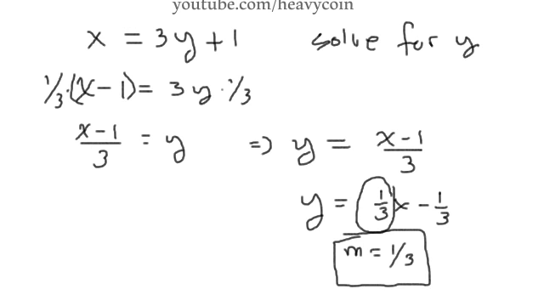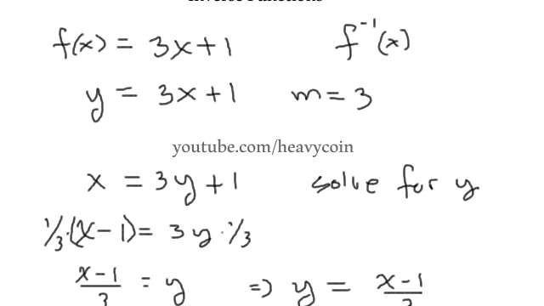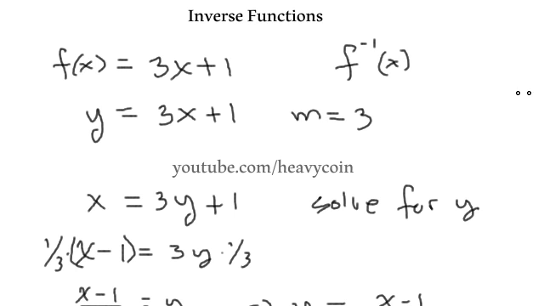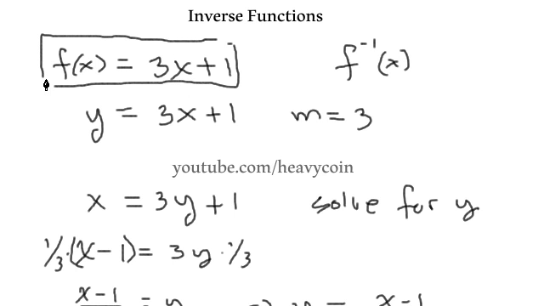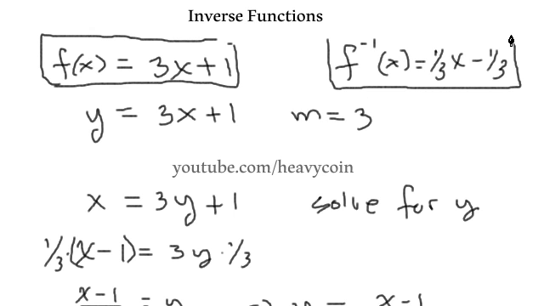But what I'm going to do now is I'm going to go ahead and graph both of these so we can kind of look at what the graph looks like. So we're going to graph the original up here, and then we're going to graph the inverse. And we said that the inverse was 1/3 x minus 1/3. So let's graph both of these and take a look at the graph.